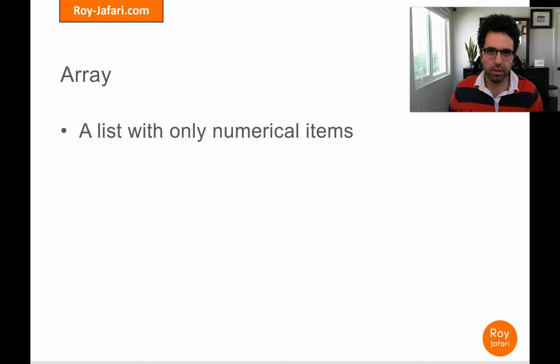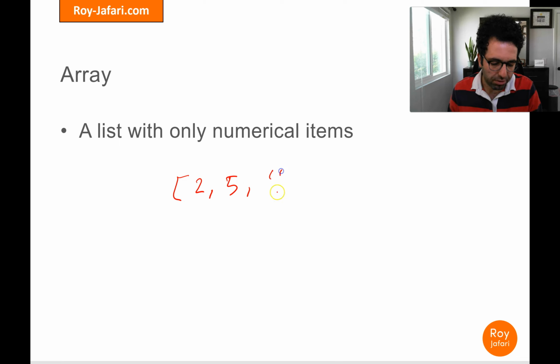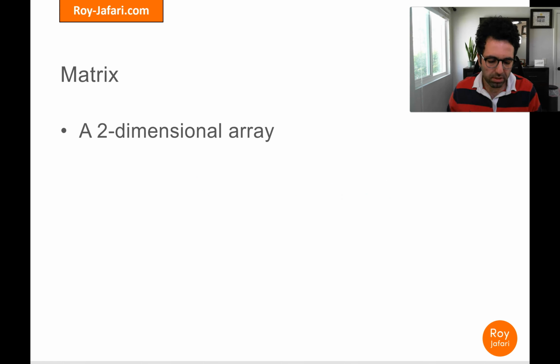Next, we're going to cover array. Array is basically a list that you have only numbers, right? So it's basically a list of numbers. So you cannot have strings, right? You cannot have strings. Everything has to be number. As long as you've got numerical values, this is an array.